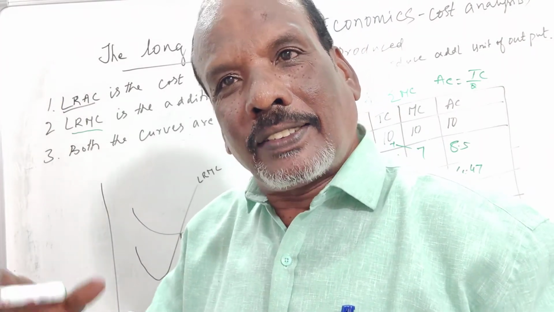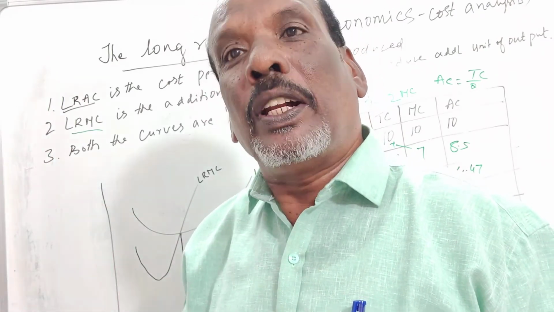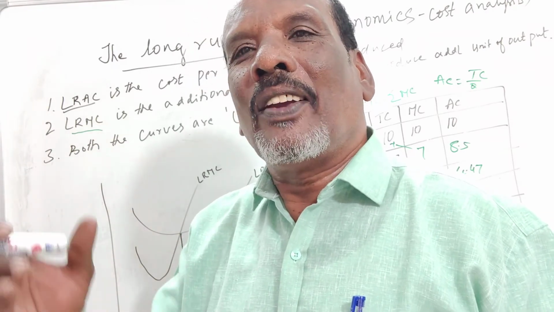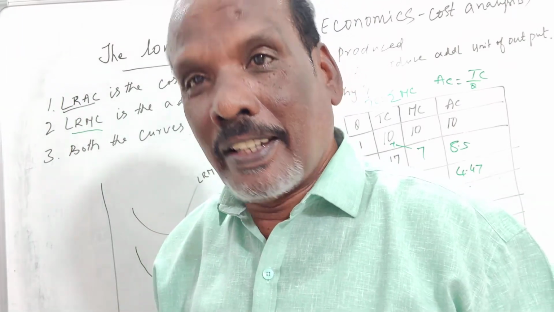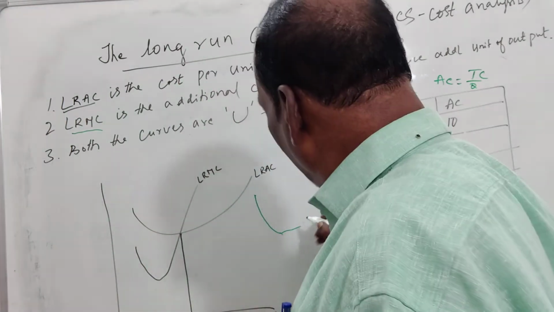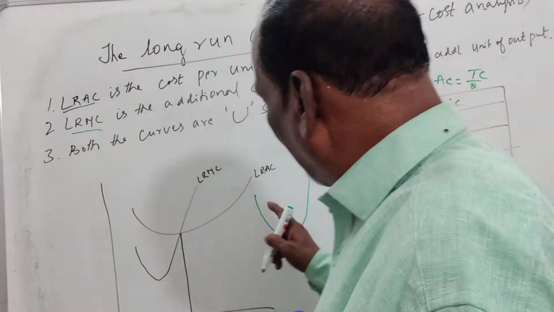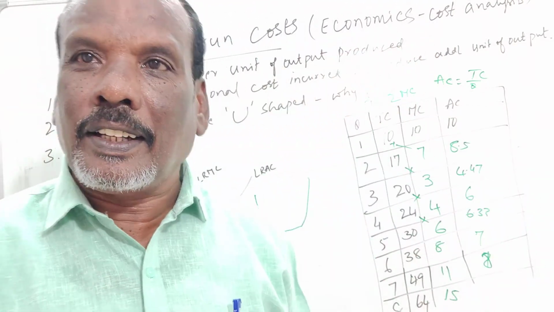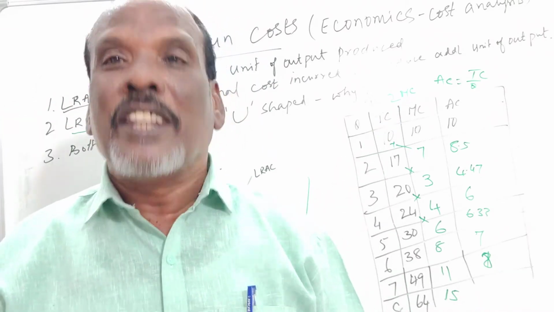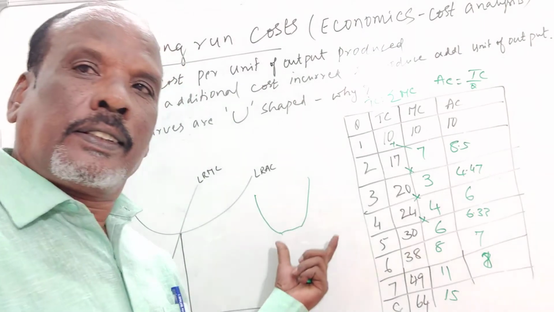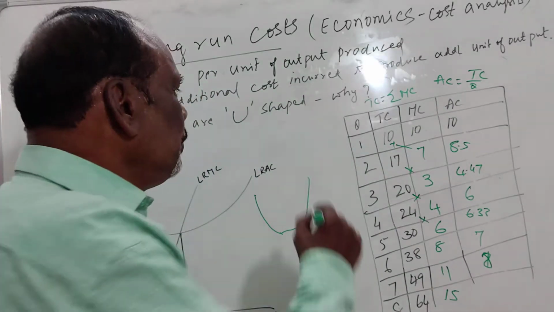Then, as the input is increased, the output will be increased, but at a diminishing rate. And this is called the law of diminishing returns to scale. And that is why the cost curve increases. Because of the application of these three laws, the law of increasing returns, the law of constant returns, the law of diminishing returns, the cost curve is U-shaped. Please understand.